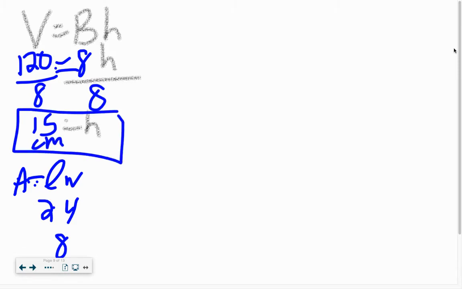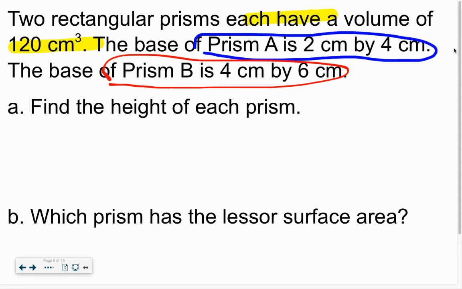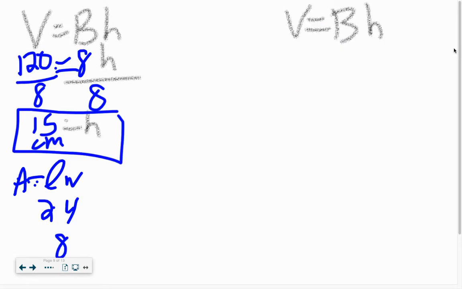Prism A has a height of 15 centimeters. Doing it again for the other prism. Same formula, V equals capital B, H. Now in that one, it told us that the prism had a base of 4 by 6.